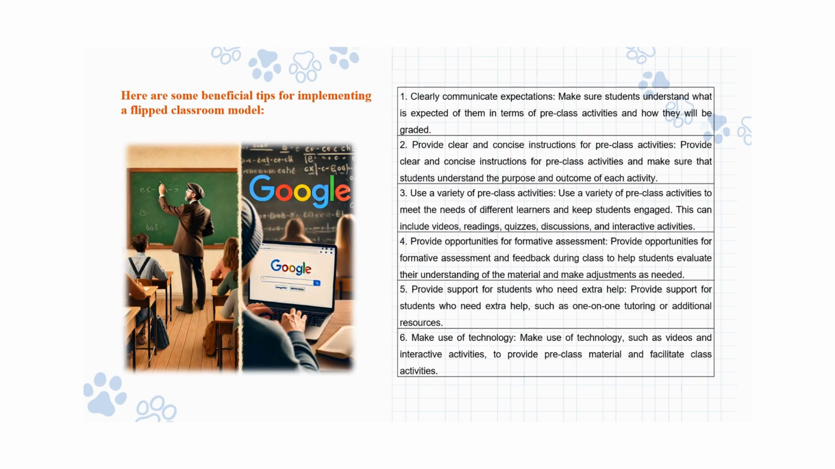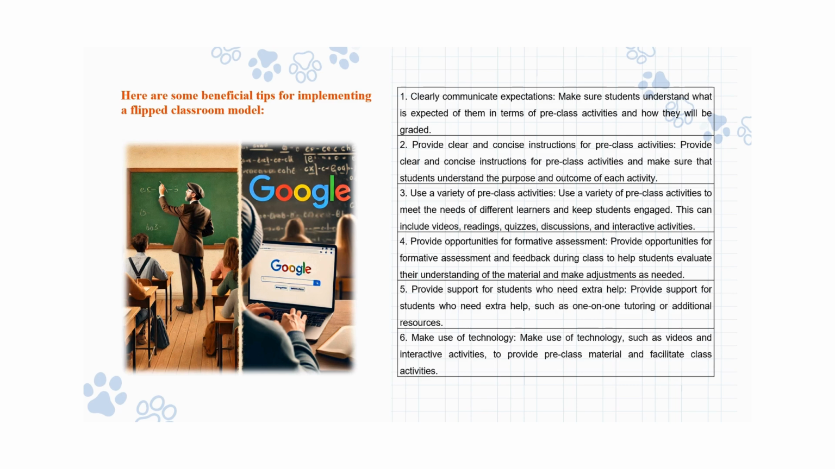Here are some beneficial tips for implementing a flipped classroom model. 1. Clearly communicate expectations. Make sure students understand what is expected of them in terms of pre-class activities and how they will be graded. 2. Provide clear and concise instructions for pre-class activities, and make sure that students understand the purpose and outcome of each activity.